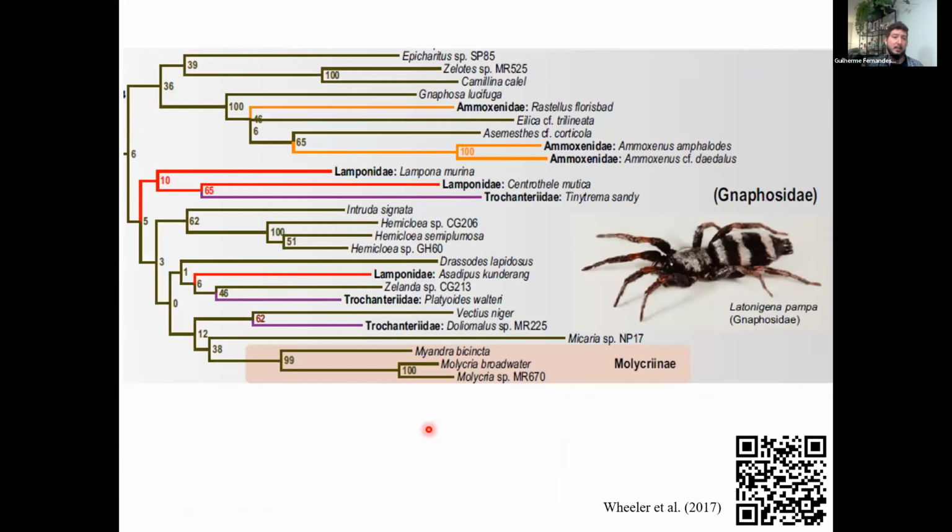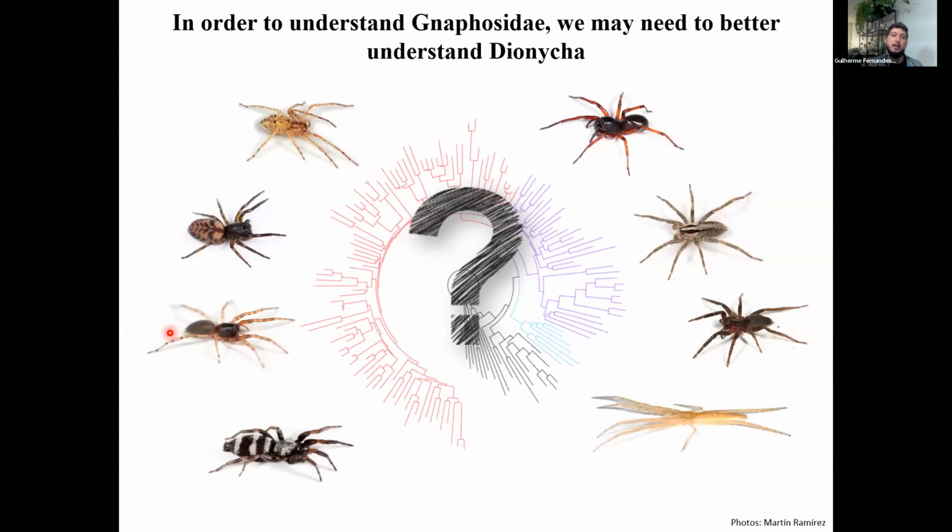So the molecular data is just showing that everything is paraphyletic. There's no clear relationship, but the supports are really, really small. So basically, the molecular data here is telling us nothing. So to understand gnaphosid relationships, we would need to expand this more to Dionycha, and expand not only the taxon sampling but also the gene sampling to understand molecular evolution.